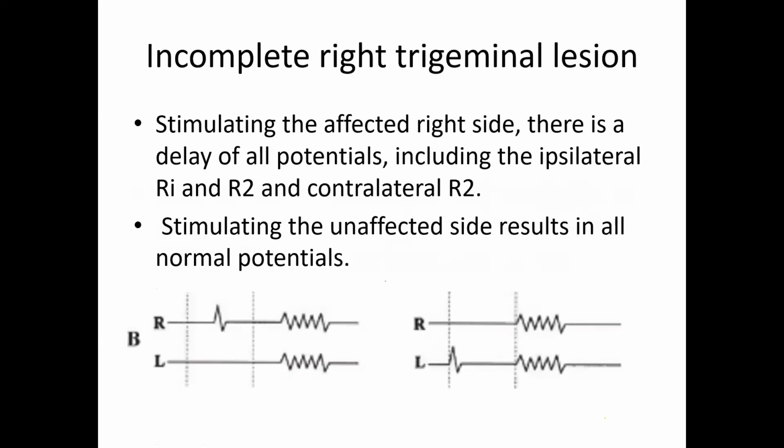What happens in an incomplete trigeminal lesion? Incomplete trigeminal lesion means the afferent path is affected, so it is going to affect both the contralateral and ipsilateral responses. When the affected right side is stimulated, there is delay of all potentials, including ipsilateral R1 and R2, and of course the contralateral R2 also. But if you stimulate from the unaffected side, all responses will be normal.